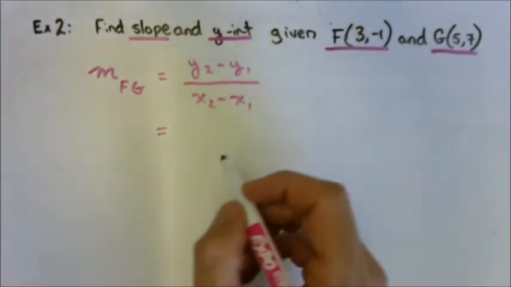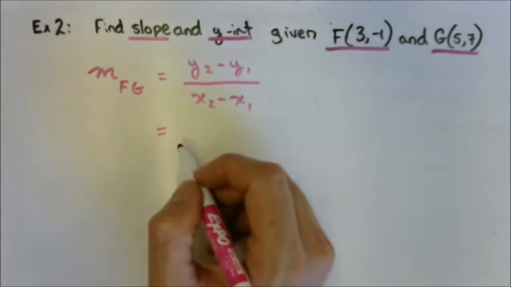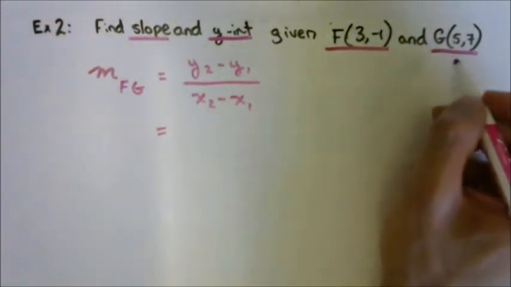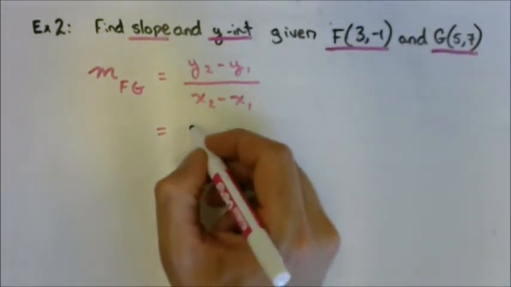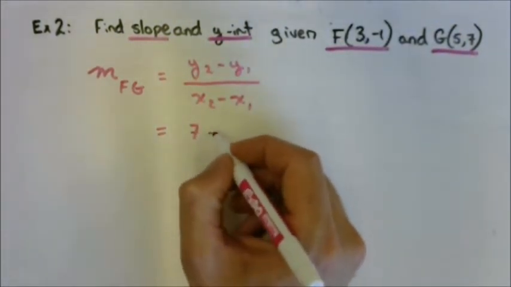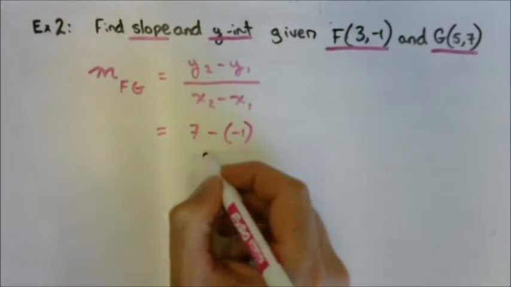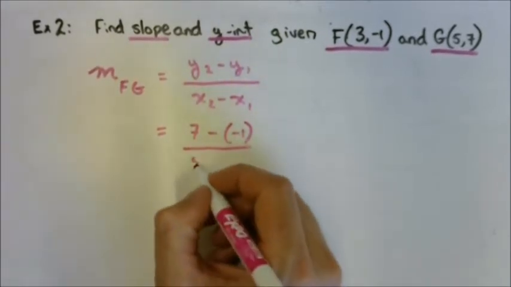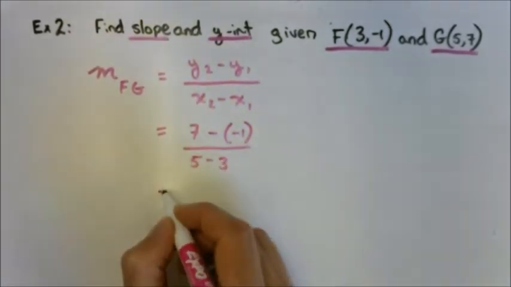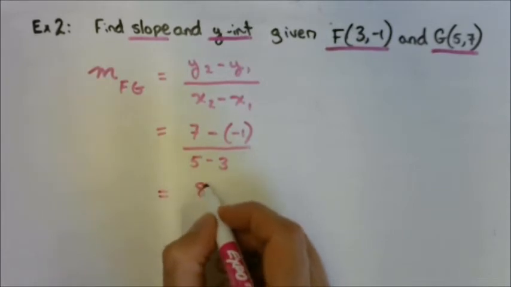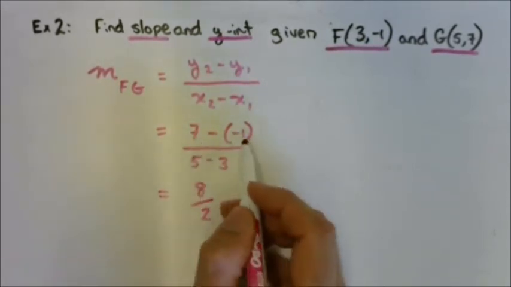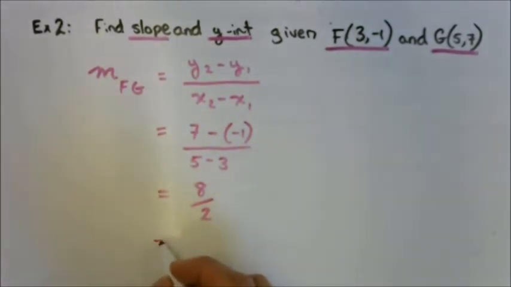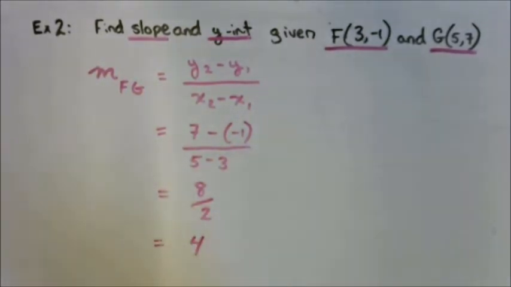It doesn't matter which point I make x1 or x2 or y1, y2, but I'm going to start with G as x2, y2. So at the top here, I've got 7 minus negative 1 over 5 minus 3. That's 8 over 2, because 7 minus a negative is 7 plus 1, which reduces to 4. So the slope of our line is 4.